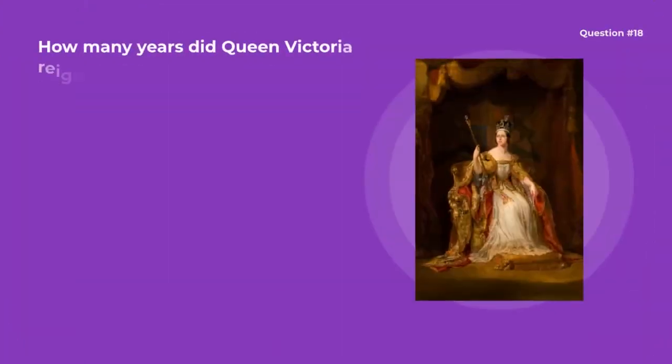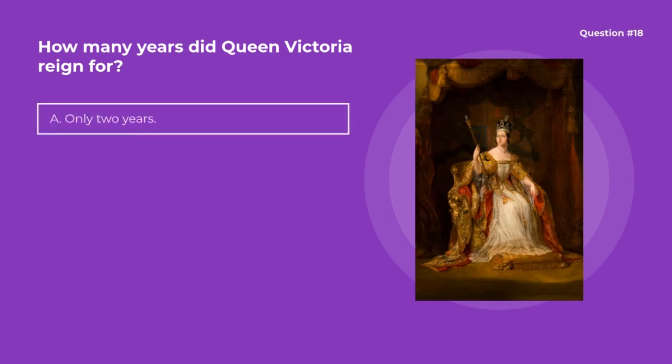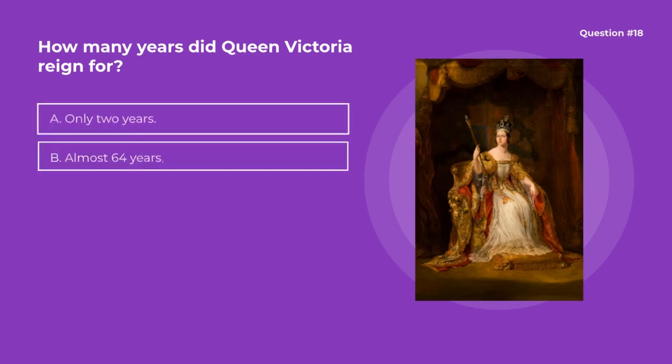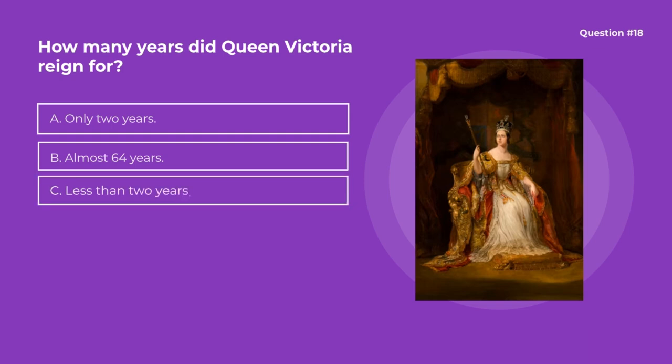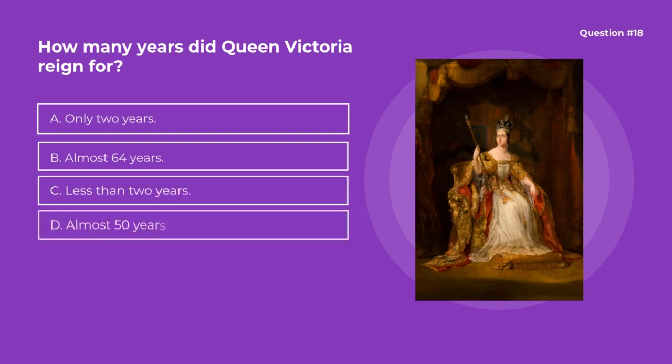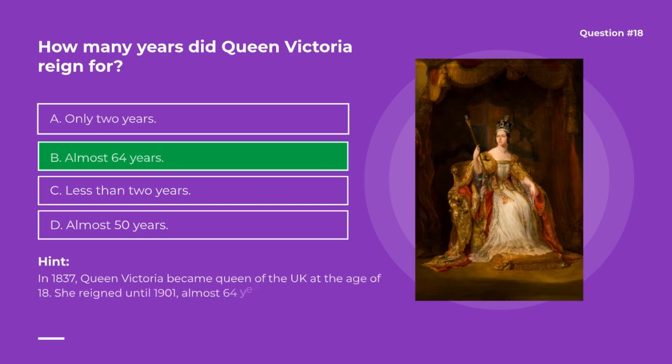Question number 18. How many years did Queen Victoria reign for? Options are A. Only 2 years, B. Almost 64 years, C. Less than 2 years, D. Almost 50 years. The correct option is almost 64 years. In 1837, Queen Victoria became Queen of the UK at the age of 18. She reigned until 1901, almost 64 years.